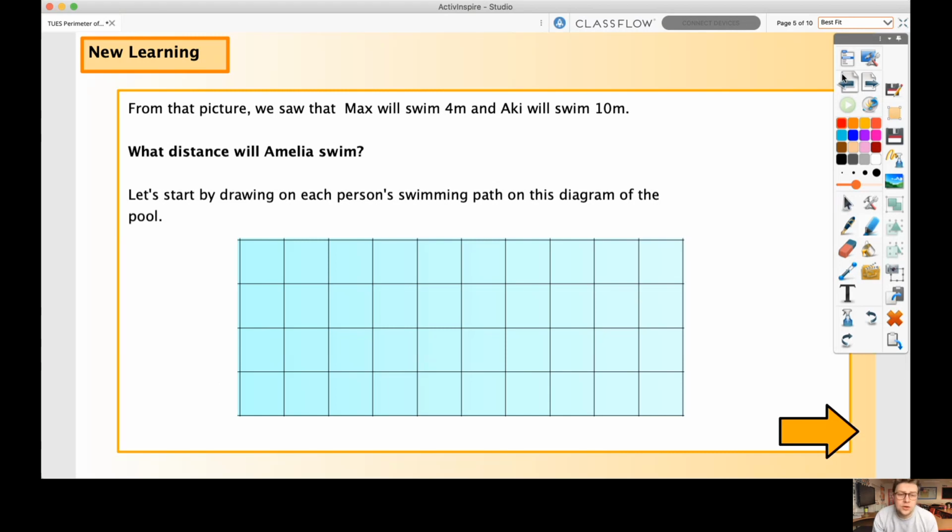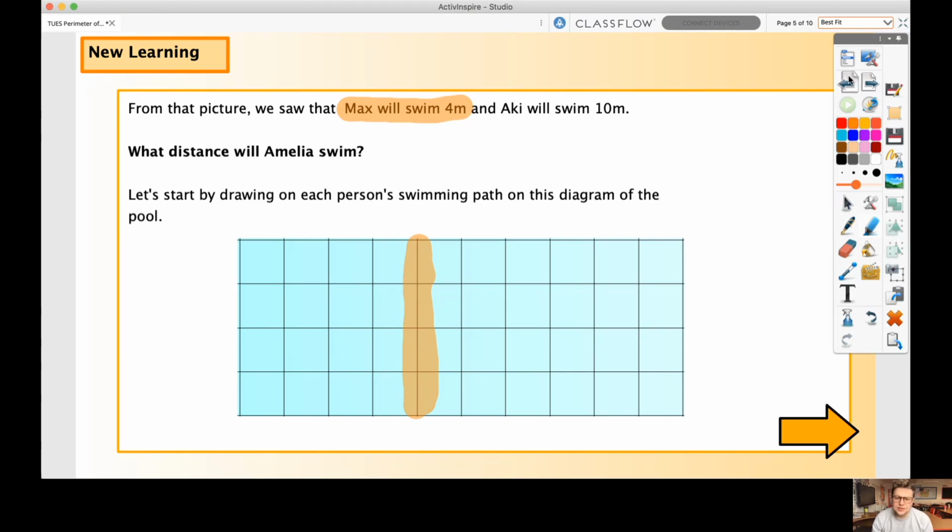Okay, so from the picture we saw that Max is going to swim 4 meters, Aki's going to swim 10 meters. We want to work out what distance Amelia is going to swim. Let's start by drawing on each person's swimming path in the pool. So let's make Max orange, and he said that he wants to swim the width. Now the width is only 4 meters. Max is swimming the width, that's 4 meters.